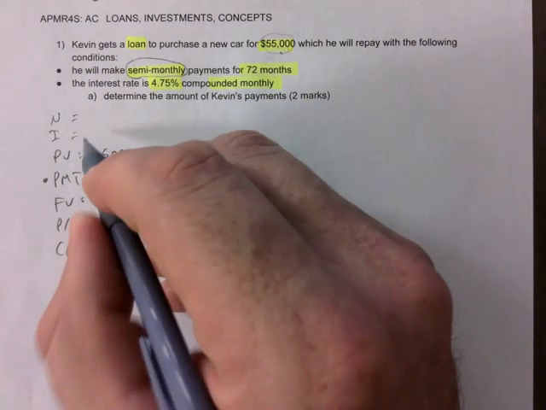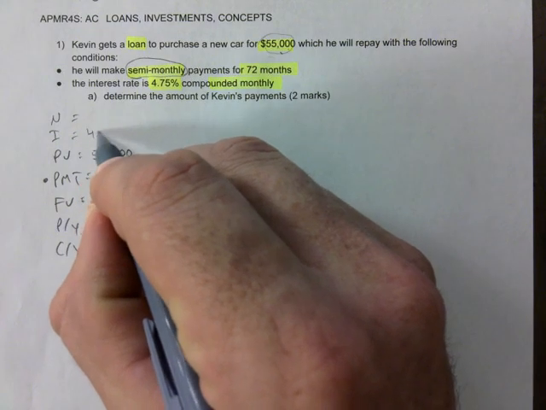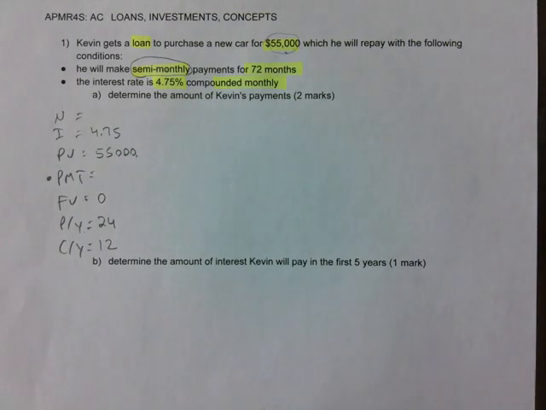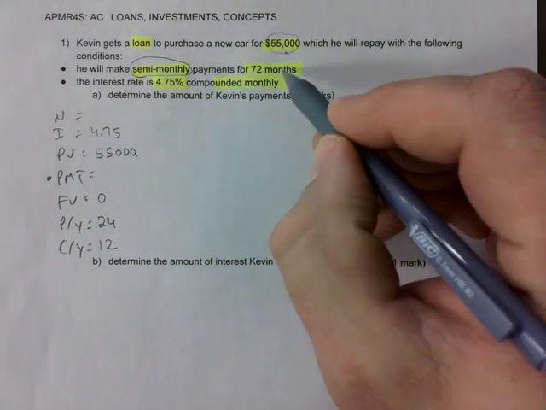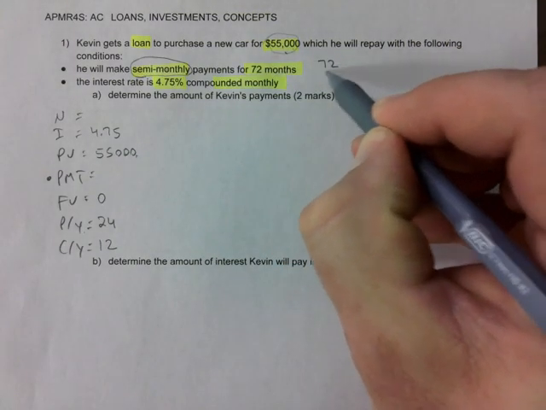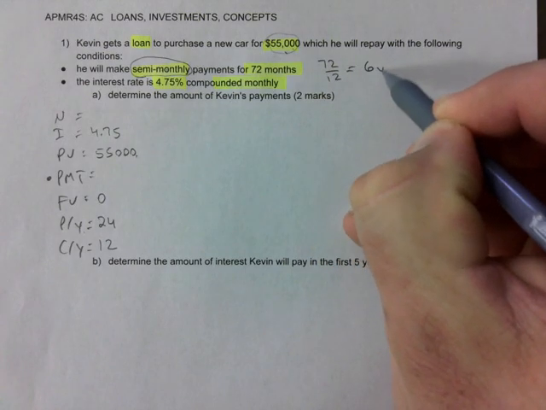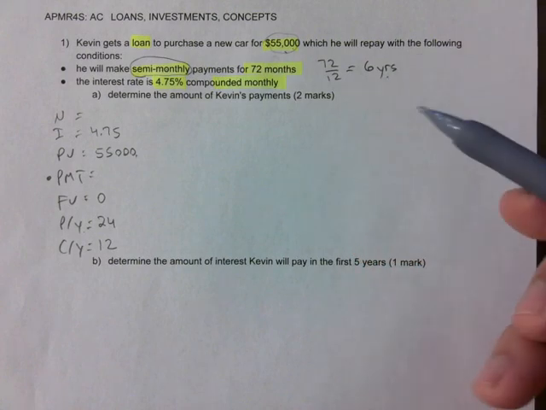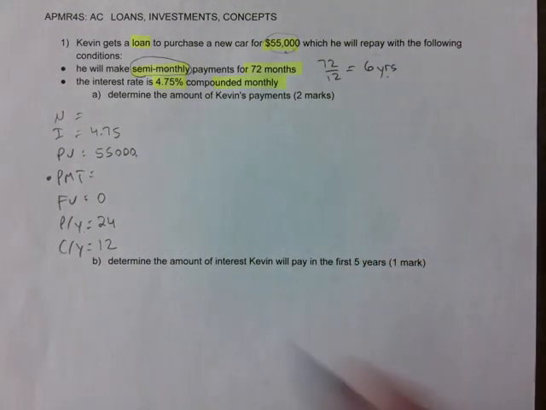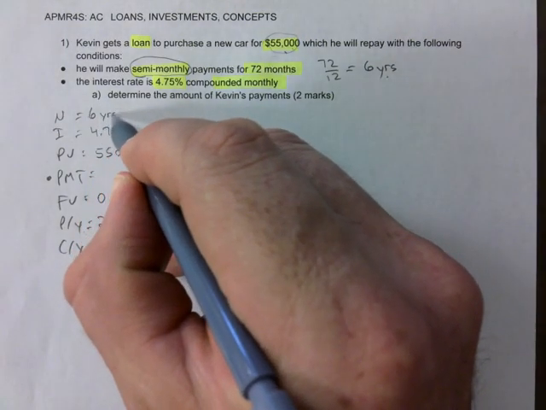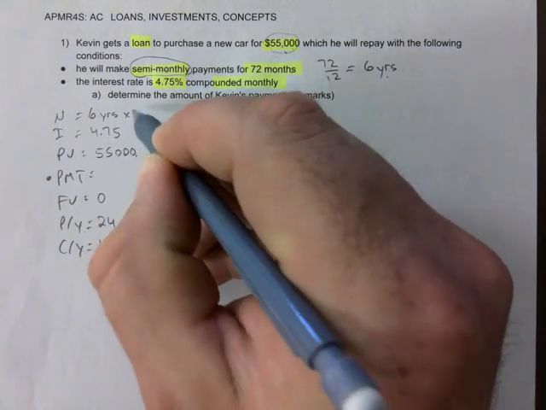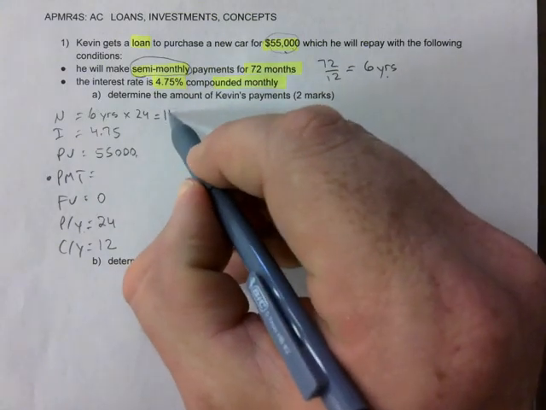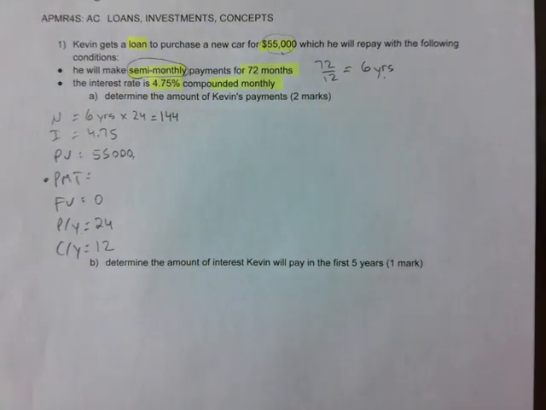Moving on. 4.75 is my interest rate. And what is N? Well, remember I told you it's years times PY. So what I would do is I would go 72 divided by 12. That's 6 years, right? So 72 months converts to 6 years. That's just what I do. You might have done it a different way, but I will go 6 years multiplied by 24. And that gives me 144 payments overall.